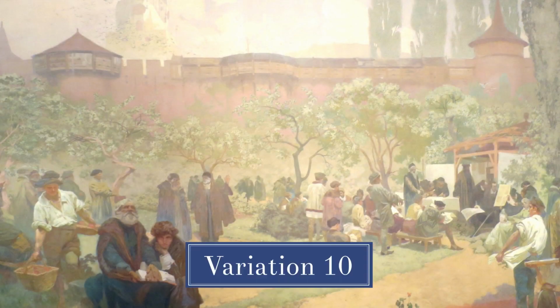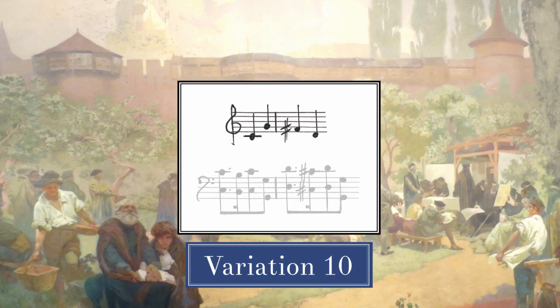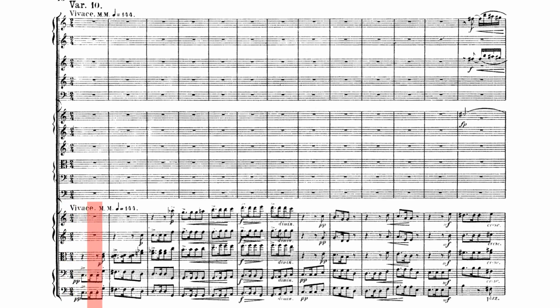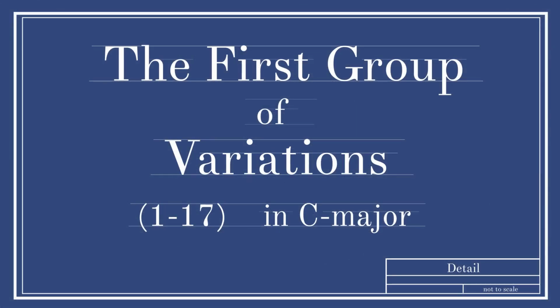In variation 10, Dvořák merges two parts of the theme, its main outline with the rhythm of the middle section of the theme. So that rhythm, bum, bum, bum, bum, bum, bum, bum, bum, bum. So combining these two things, we get this. A brilliant idea. And so it goes with this first group, the first 17 of 27 variations, almost functioning like the first movement of a symphony.